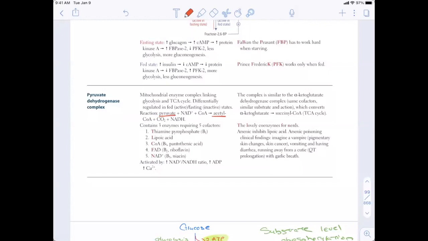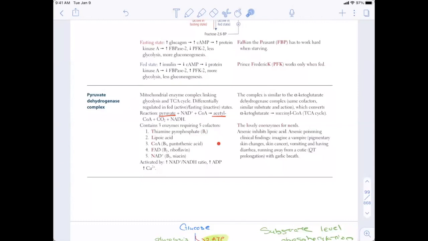The other collateral things that are happening is just like glycolysis, right? We release NADH. Glycolysis makes some NADH. This makes some NADH as well. Also, it wants you to know the cofactors that are in here. You have to memorize this, right? And that's your B1, your B2, your B3, your B5, and your lipoic acid.